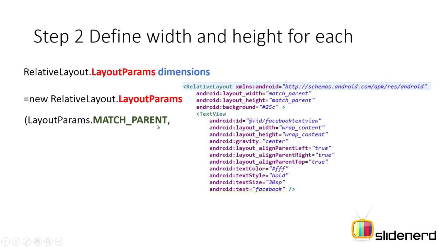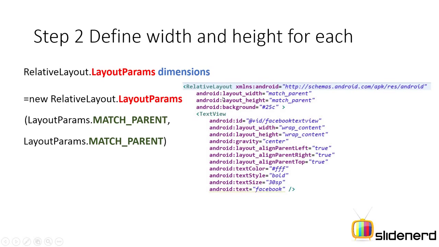It takes 2 parameters, which is your width, right? Width is match parent. This match parent is represented by this integer, which is a static integer inside your layout params class. Alright, so here you see layout params dot match parent, layout params dot match parent, and this is nothing but you have defined the width and height. Now remember, you need to add this width and height to this relative layout, right?